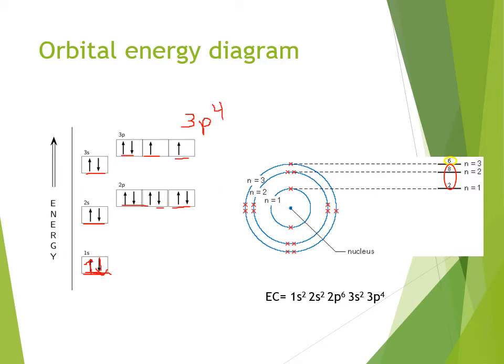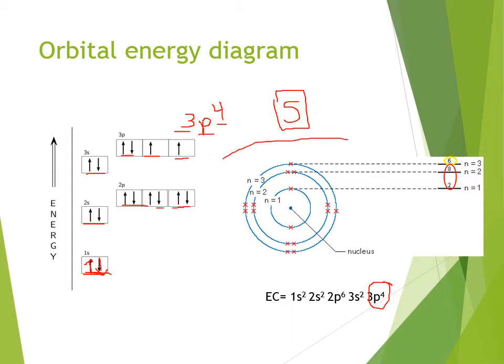So if this is a neutral atom, looking down here, we would look in period 3 in the p block, and it would be the 4th element in. So looking at my periodic table, the 4th element in the p block in period 3 is sulfur. So if this were a neutral atom, it would be representing sulfur.